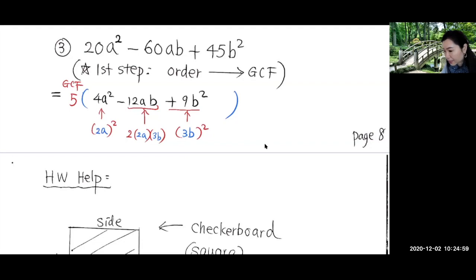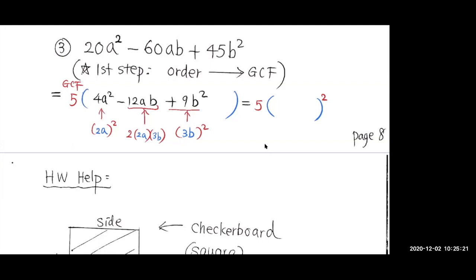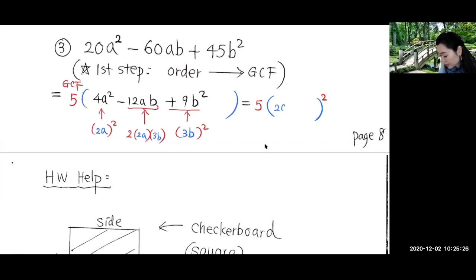Okay. So I write this down. This will be equal to 5 times the perfect square. What perfect square is that? What should I put in the parentheses? You take the base here, which is 2a, and the base here, which is 3b. Yeah, 2a minus 3b. You got it. So 2a and then 3b, and in between is a minus. Okay, good job, you guys.